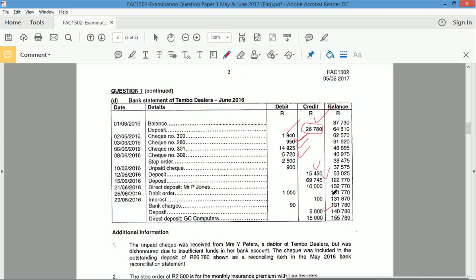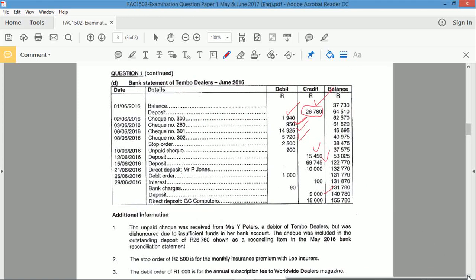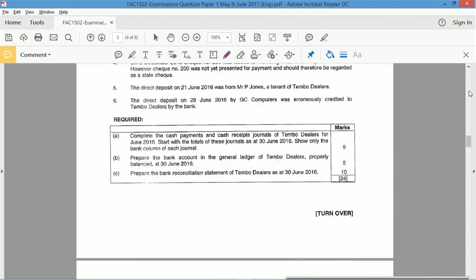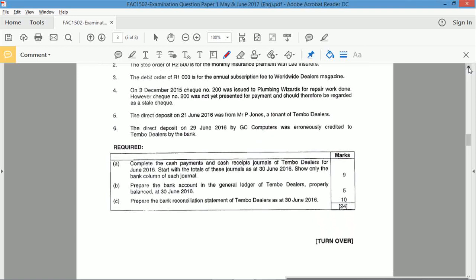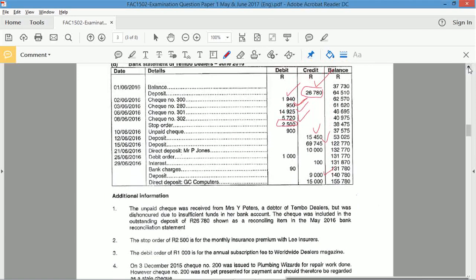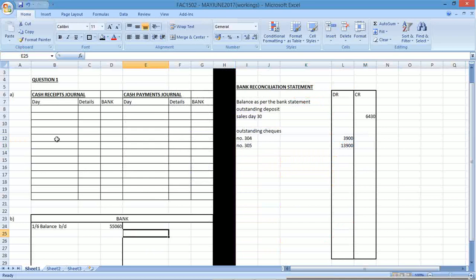Okay, then I look at the bank statement. Is there anything here that I haven't accounted for? Well, I've ticked all of that until this one. Stop order. What is the stop order for? We need additional information. Okay, there it is. Stop order is for the monthly insurance premium with Lee Insurers. Do you see that? Yes. Okay, so I'm going to tick that. I've done that. 2,500.